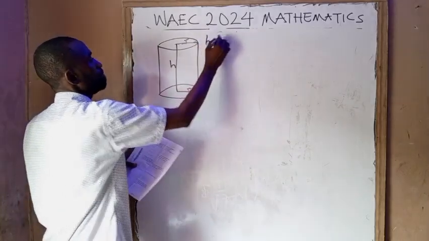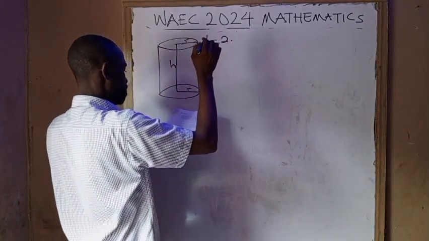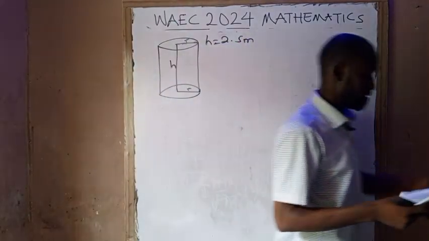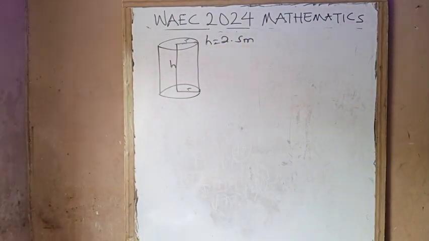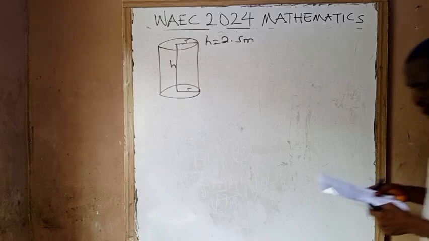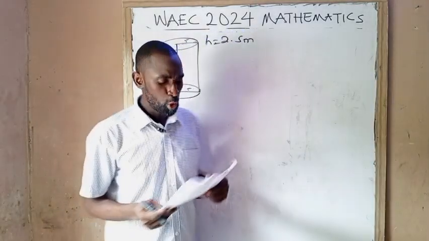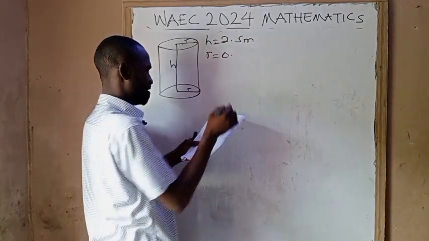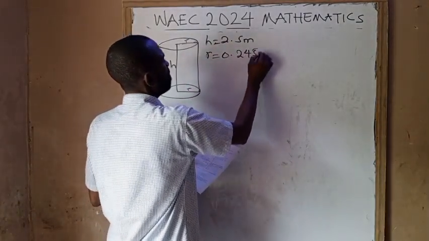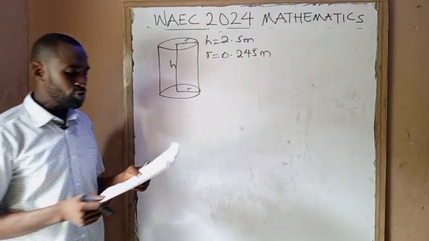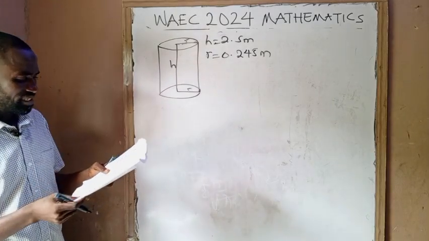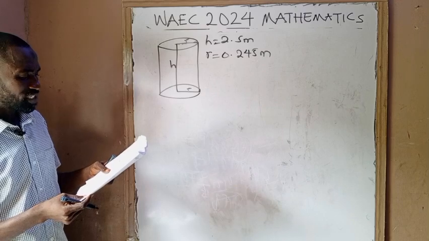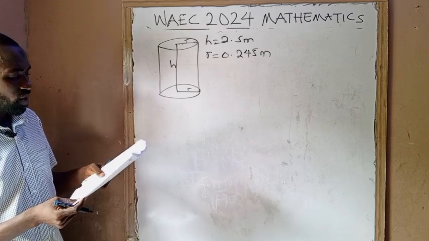So h is 2.5 meters. That is our h. Our h is 2.5 meters, and the radius is 0.245 meters. It's closed at one end. Find, correct to one decimal place, the total surface area of the barrel.